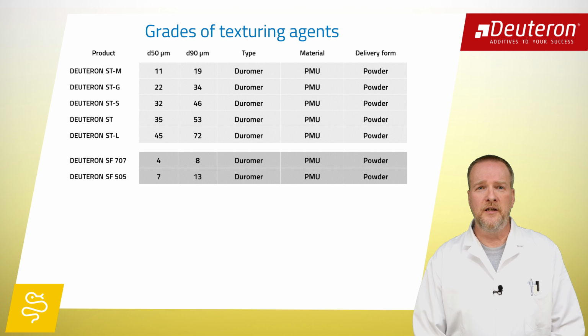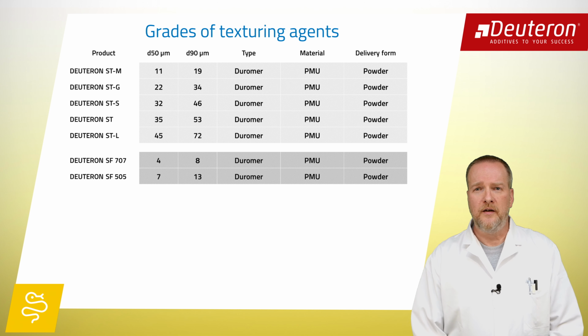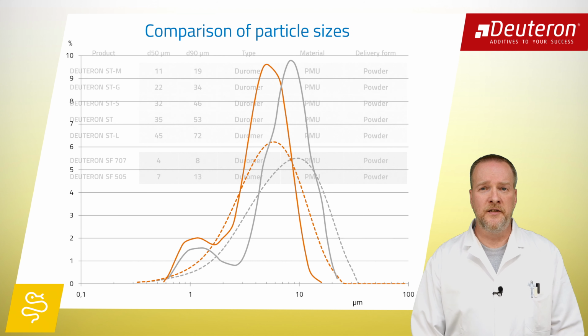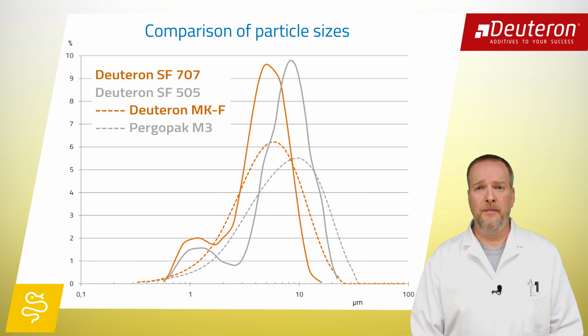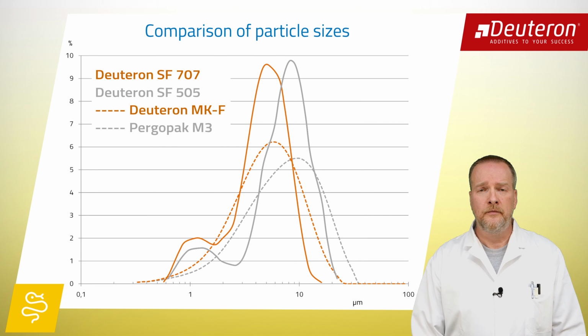Instead, they are ideally suited as surface additives for lowering friction coefficients and improved slip and protective effects. That's why they can also be used as replacements, especially for PTFE waxes. Mentioned are these products in the surface additives product range of Deuteron OG products. Their particle size is in the range of the matting agents Deuteron MKF and Pergopack M3.